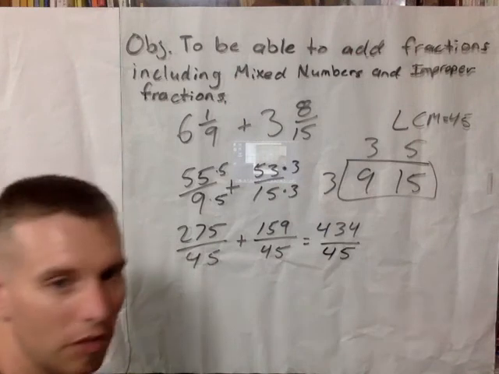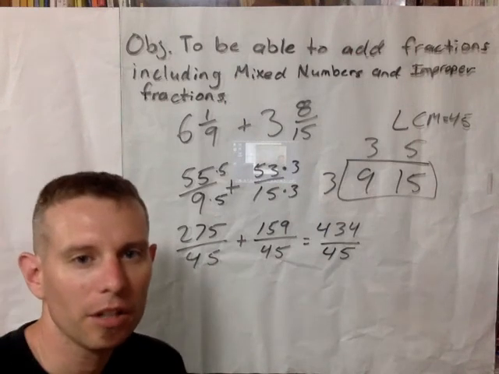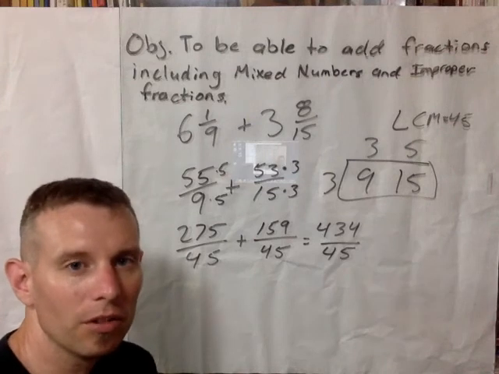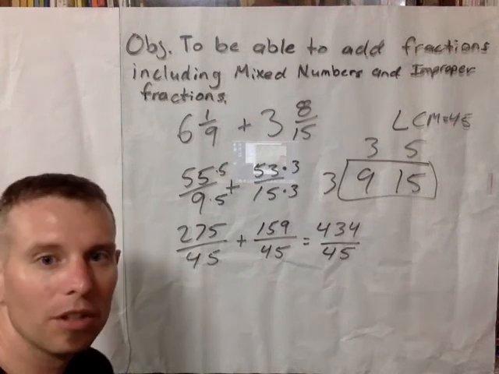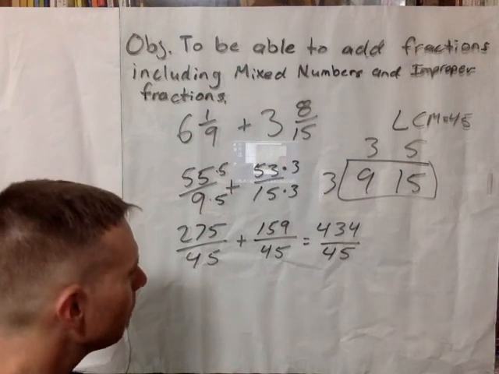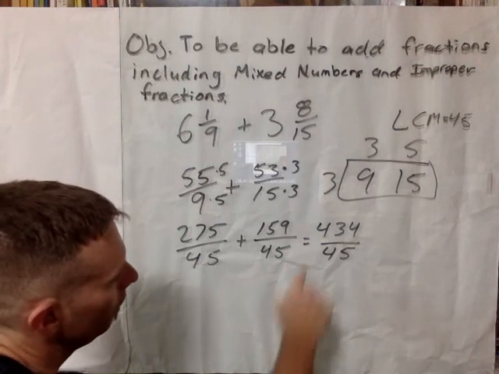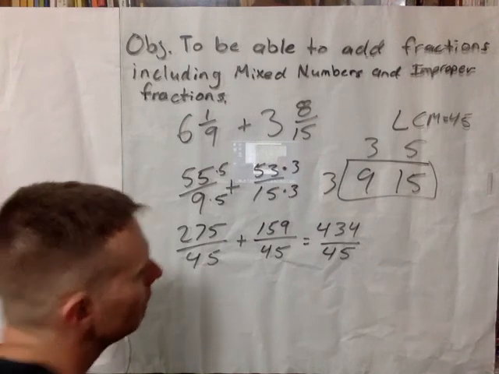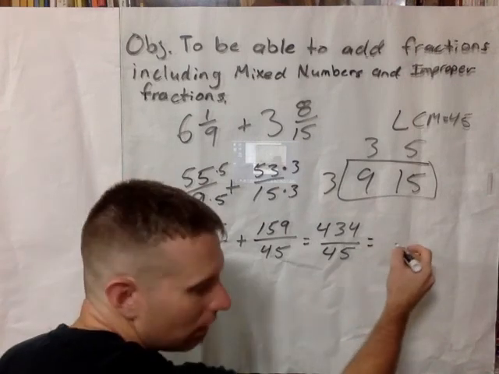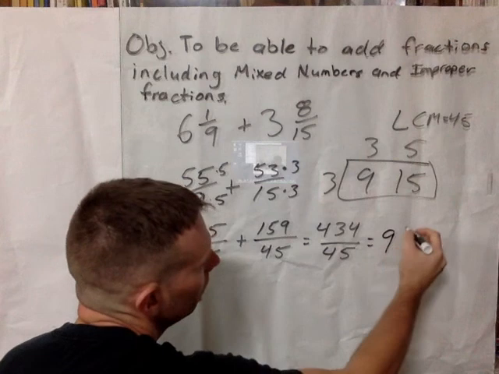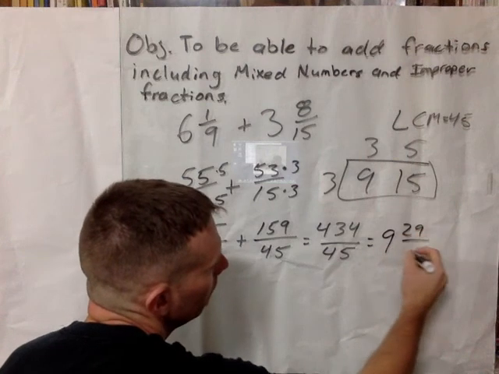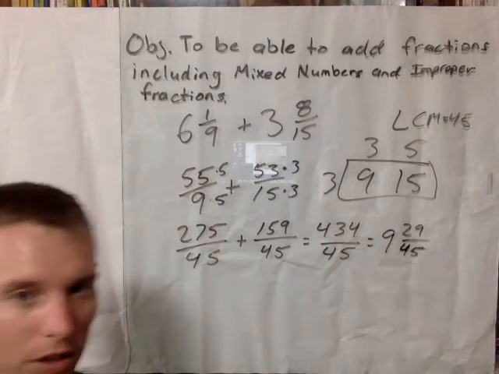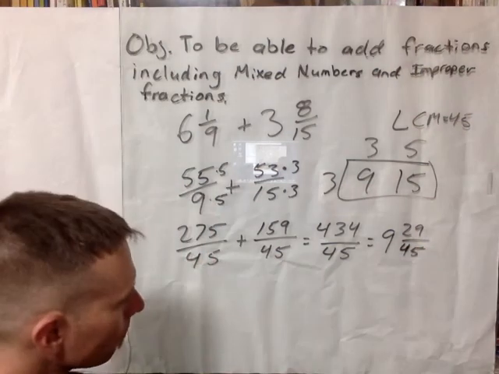the same denominator, 45. Now obviously I've already worked these out. You could do this on the side of your paper, but for the sake of time for this video, just showing the steps here. And then 434 divided by 45 goes in evenly 9 times, and you're left with a remainder of 29, and we will put that over 45. You can check that work if you want on your own.